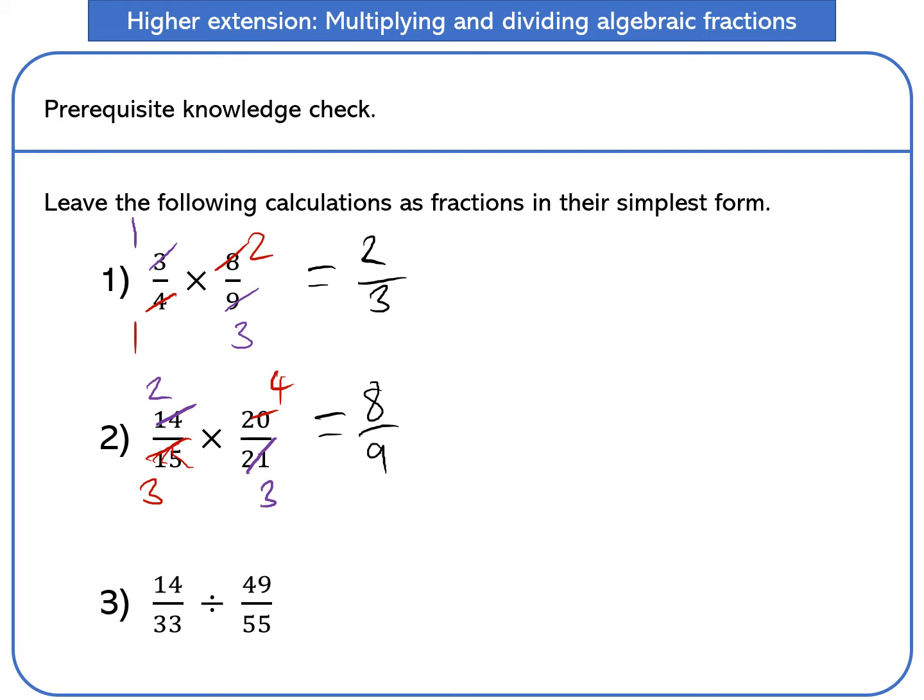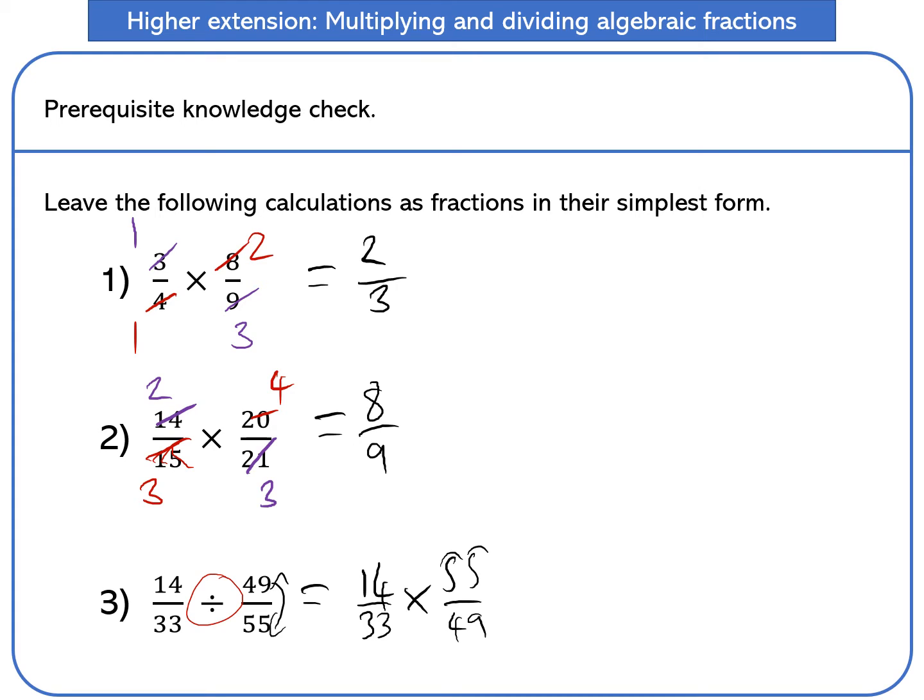Okay. Last one you have division, and the way that most teachers teach that is to do the 14 over 33 and then times by, and we flip these two around, which is 55 over 49. Okay, and now I can use the same thing that I used before. So I'm multiplying now because I've changed this sign to a multiply. I found the reciprocal effectively of 49 over 55. And I'll go in to cancel now.